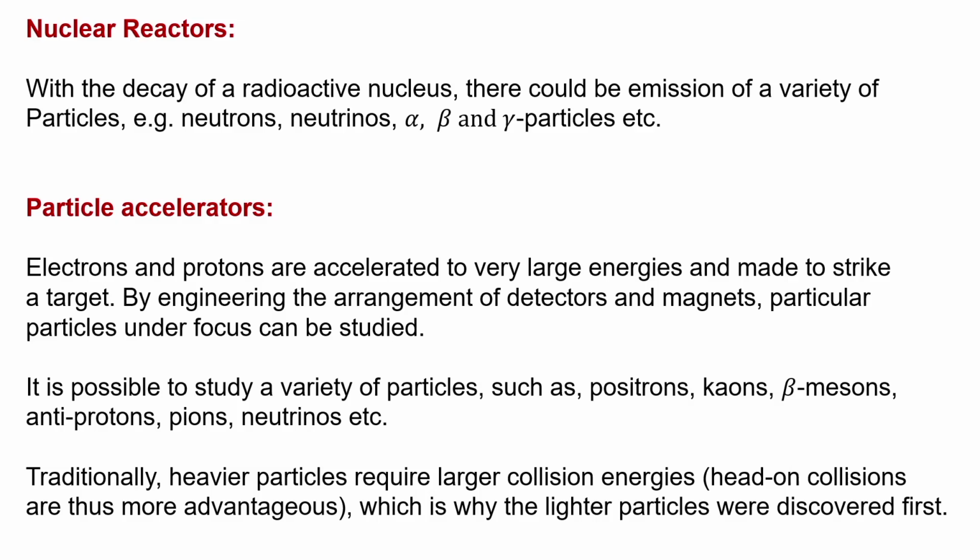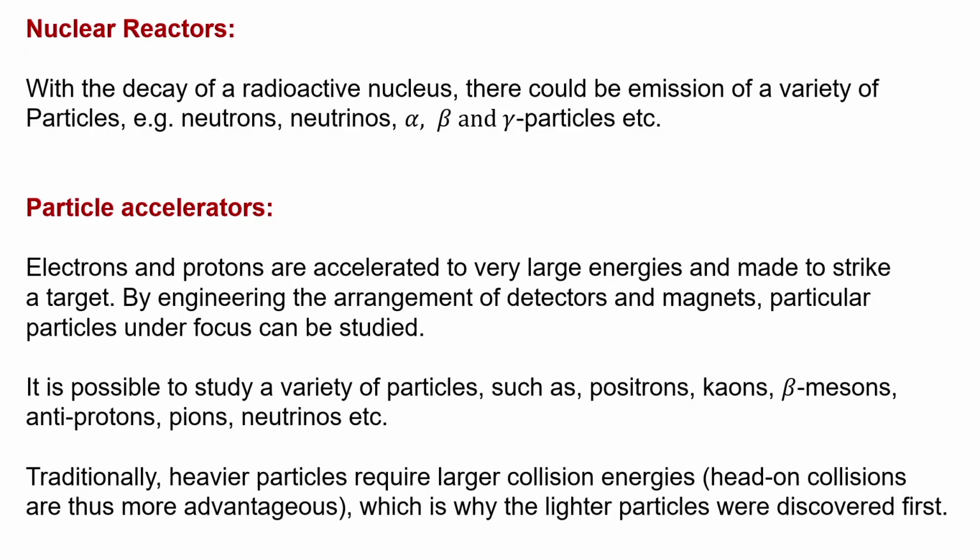For example, when electromagnetic radiation passes through a cloud chamber, electrons and positrons are formed, and they have the same but opposite radii of curvature in the presence of a magnetic field, and the combined energy of the electron and positron would be the same as the energy of the electromagnetic radiation. So, it is possible to study a variety of particles. These are positrons, kaons, beta mesons, antiprotons, pions, neutrinos, and so on.